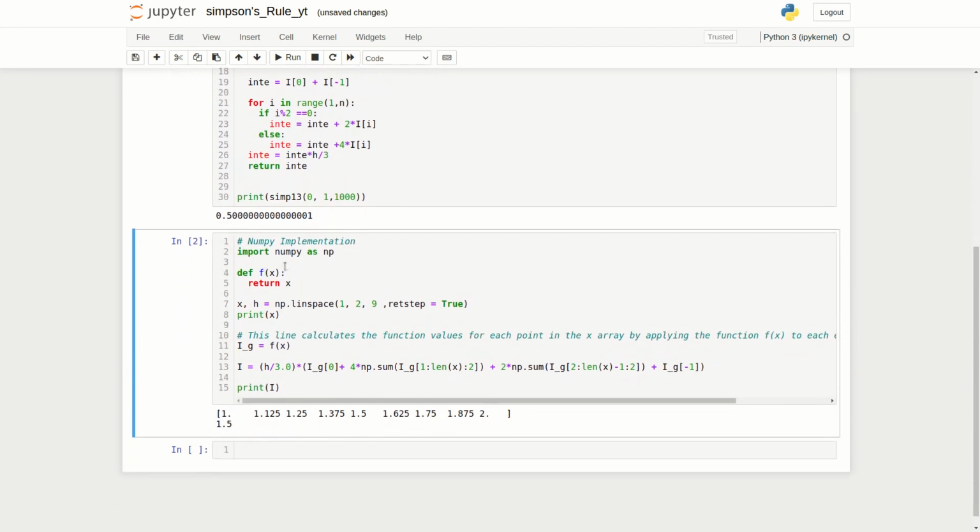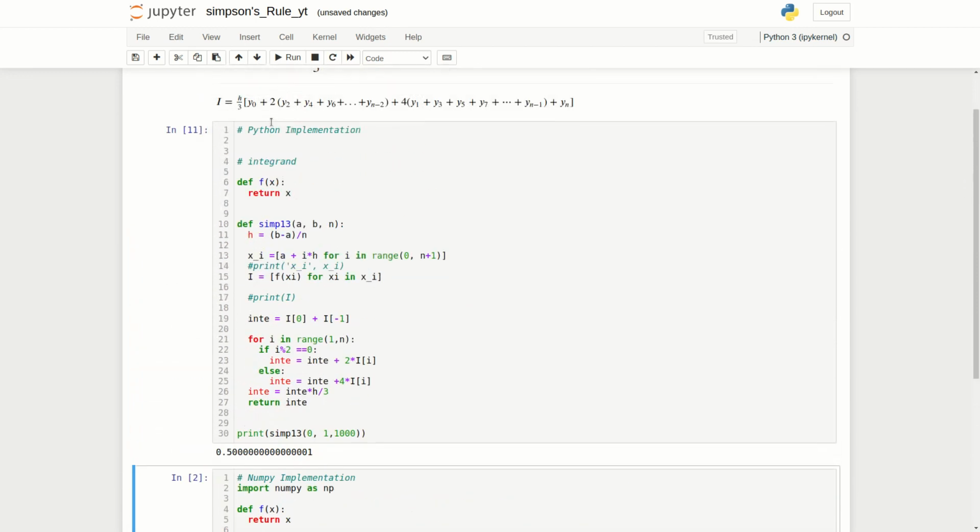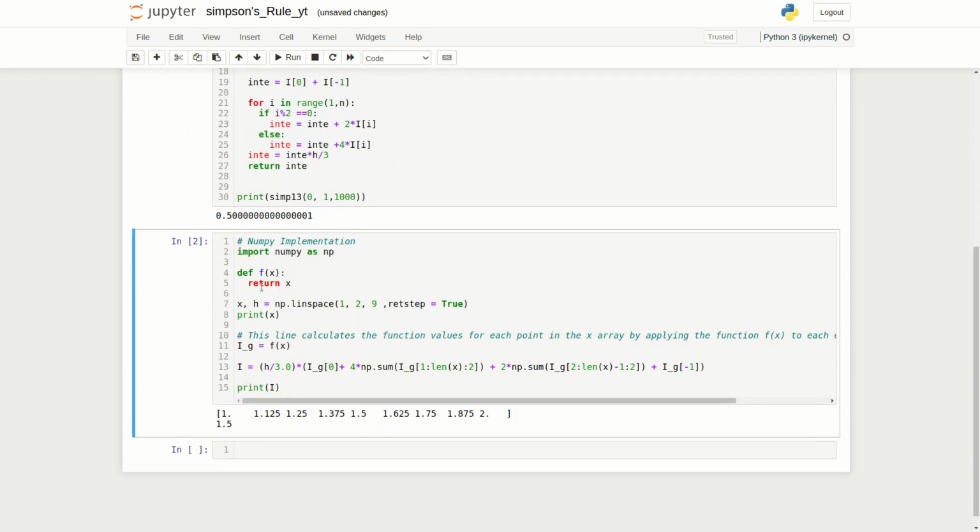First of all, you have to import Numpy as NP. NP is a local name you can think of. Similarly, the function fx is, say, x, a very simple function. Now I use the linspace function from Numpy.